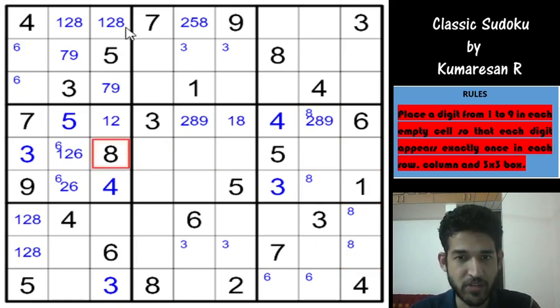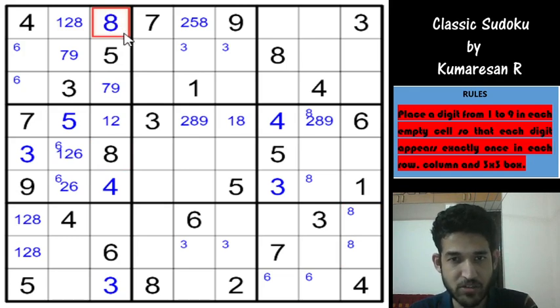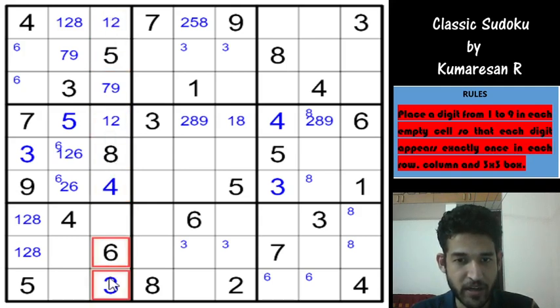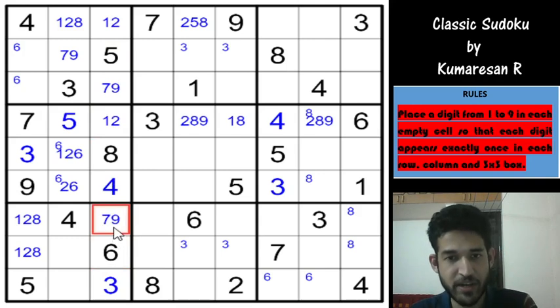Okay, I have an 8 here, so I can remove the 8 pencil mark from here. That's not an 8. So which means that this cell can't have 1, 2, 5, 4, 8, 4, 8, 3 and 6. So this must be 7 and 9.